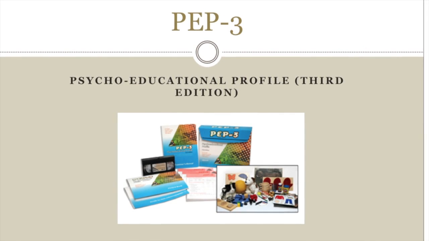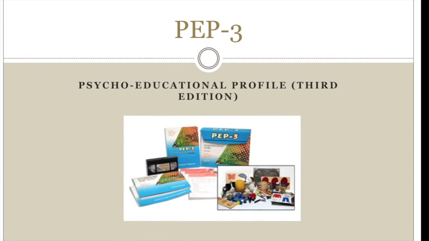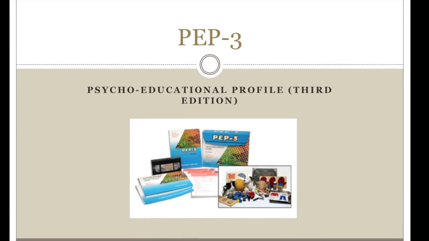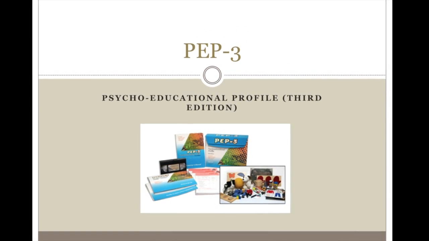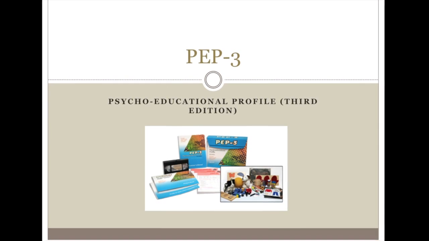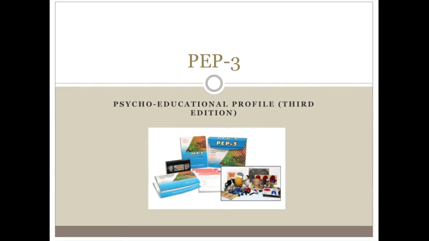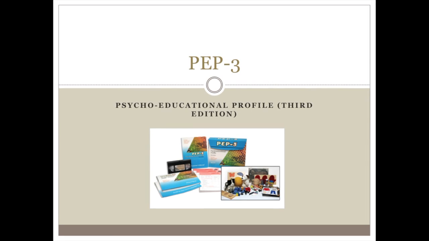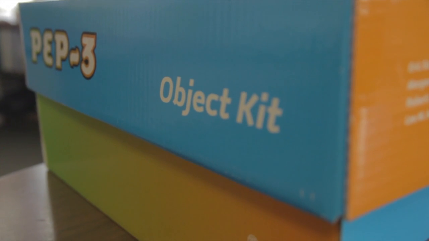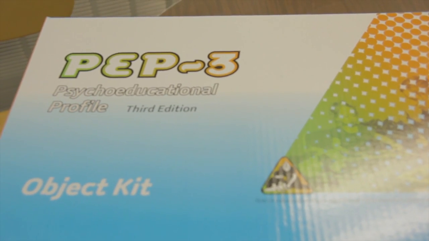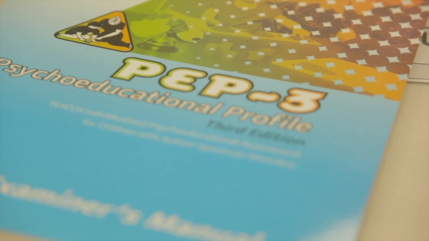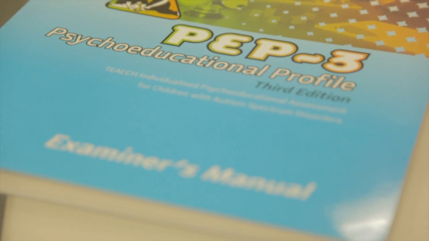We're going to begin our discussion on developmental assessments by talking about the PEP 3, the Psychoeducational Profile 3rd edition. This is a common assessment used for students with autism. It's a multi-component assessment that includes both a performance piece and a caregiver report. And so we're going to talk today about not only the administration of this assessment, but the scoring, interpretation, and program planning that can be derived from this assessment.